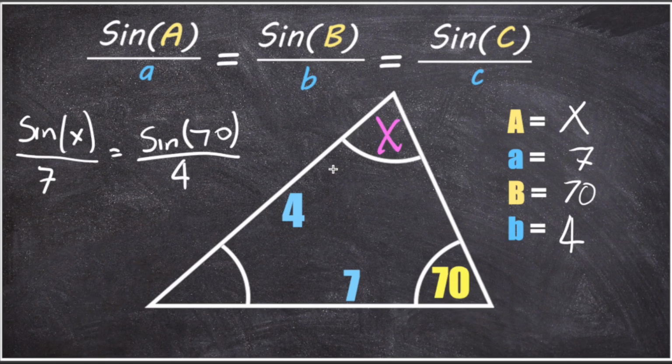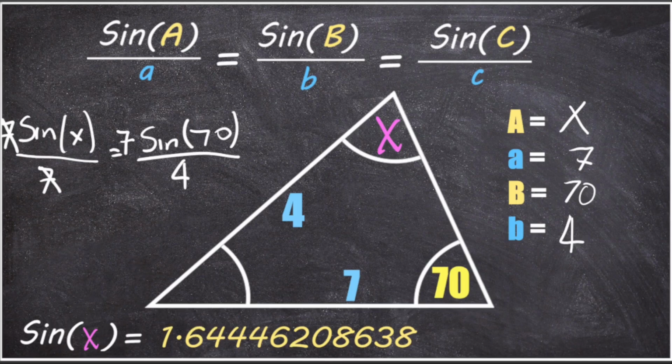Now if we want the value of x, we would need to get the sine of x and use inverse sine on that value. But in order to get the sine of x, we multiply both sides by 7. The 7s cancel on the left hand side, and we get that sine x equals 7 times sine of 70 divided by 4. Now if you run those numbers through your calculator, you'll get that sine of x is this extremely long decimal, 1.644, etc.